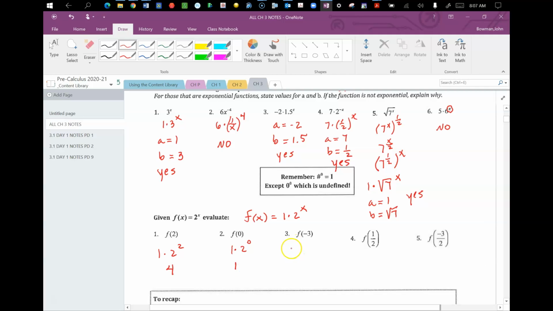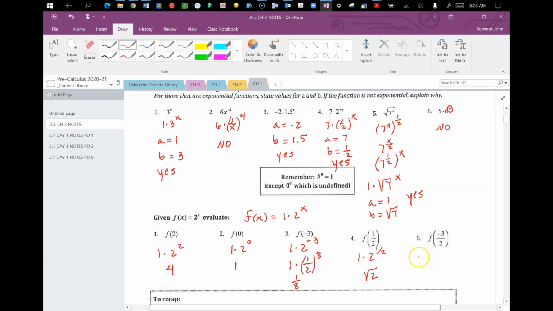F of negative 3, 1 times 2 to the negative 3, well, that's the same as 1 times 1 over 2 to the third power, which is 1/8. F of 1/2, 1 times 2 to the 1/2 power, or the square root of 2.